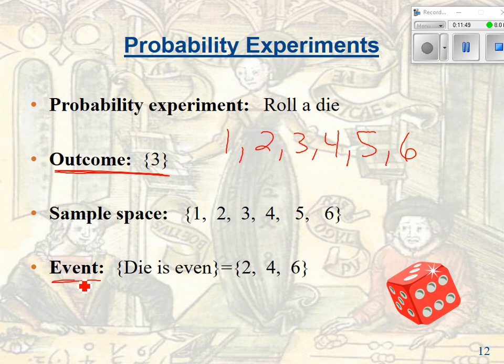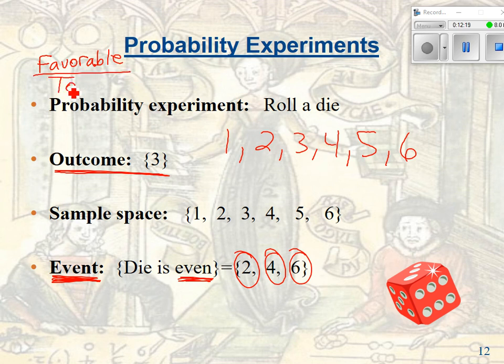If our event, we decide what we're looking at for the event, we want the die to show an even number. Well, then the favorable outcomes, the things that we want to happen, are 2, 4, or 6. And then if we were actually finding the probability, with probability, and we're going to talk about this in a minute, it's always favorable, what you want to happen, over what could happen, the total outcomes or the sample space. This would be like 3 divided by 6. So it'd be 3 over 6.